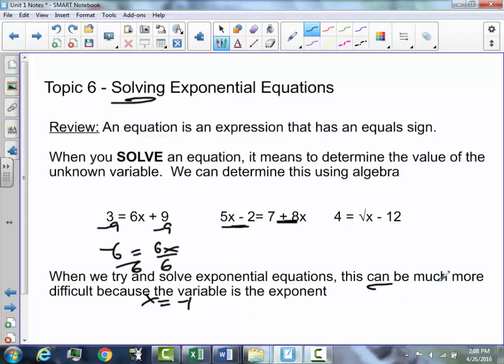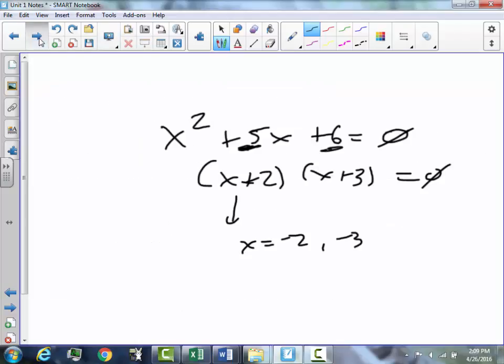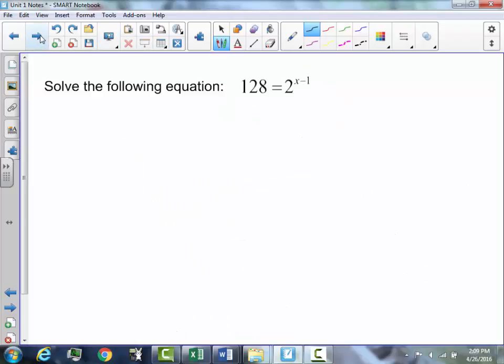Here's the reason why. It's often much more difficult to try to solve exponential equations because the variable is the exponent. That's what makes these challenging. Let me show you an example once I find a new slide. There we go. So this is something they might ask you to solve. Try to tell me what x is when 128 equals 2 to the power of x minus 1. Now here's the issue with all of the algebra you've learned before.